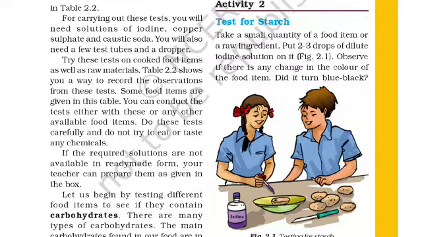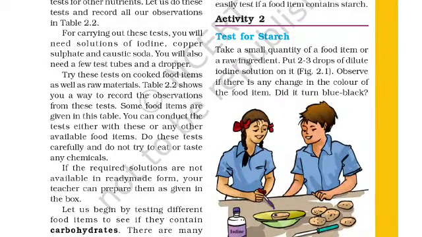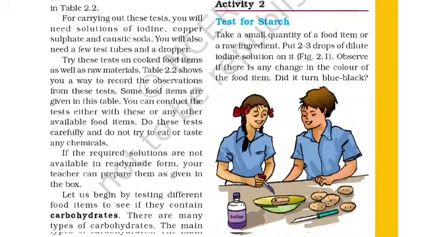Now we have to put 2-3 drops of dilute iodine solution on it. Observe if there is any change in the color of the food item. Did it turn blue black?